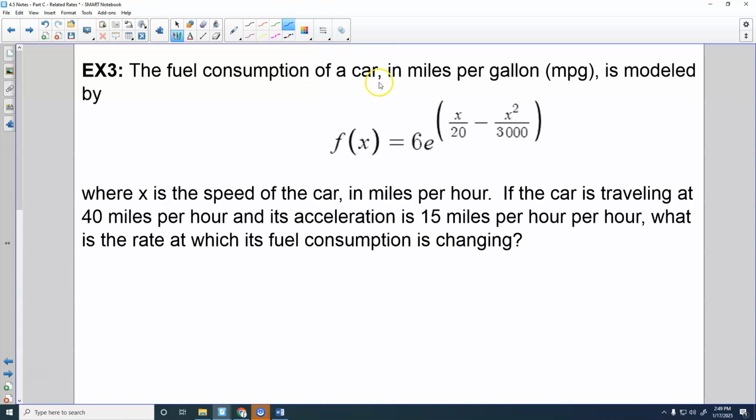So fuel consumption is F, and it's measured in miles per gallon. And X stands for the speed of the car in miles per hour. If the car is traveling at 40 miles per hour and its acceleration is 15 miles per hour, what is the rate at which its fuel consumption is changing? So when it tells us that the car is traveling at 40 miles per hour, that is our X equals 40.